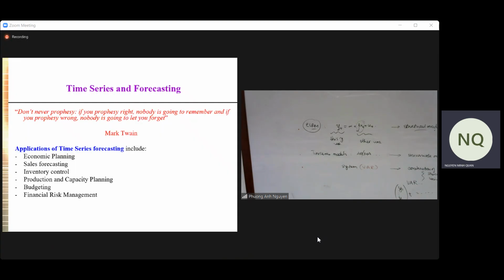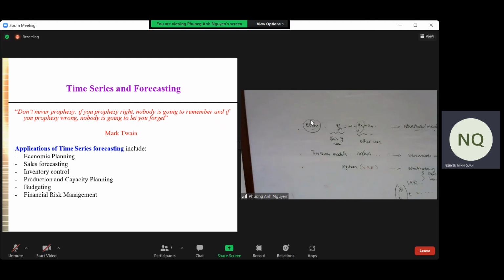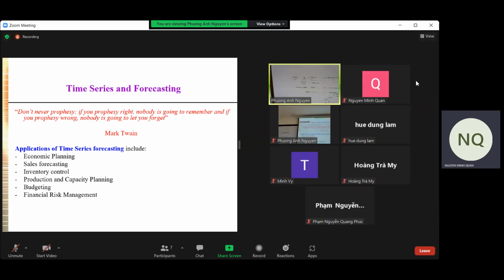Clearly, time series and forecasting has a lot of applications in economics, especially economic planning, sales forecasting, inventory control, budgeting, and financial risk management. In risk management, you have a lot of volatility models. You also sometimes need to combine models for the return and also the volatility.